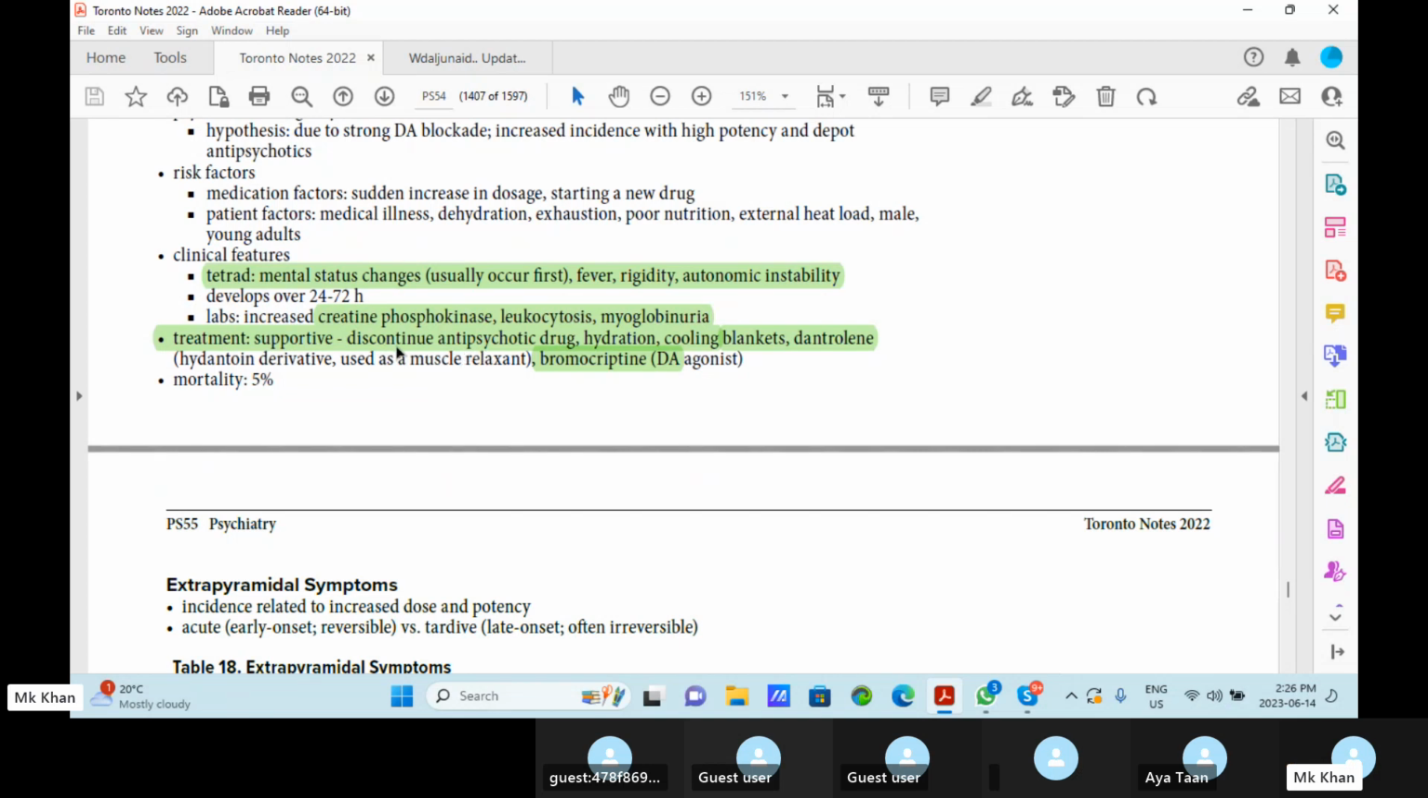The first thing in management is to discontinue the antipsychotic, and then provide all the supportive treatment like hydration, cooling blankets, and dantrolene. And then the medication is bromocriptine, that is a dopamine agonist. And then mortality is 5%.